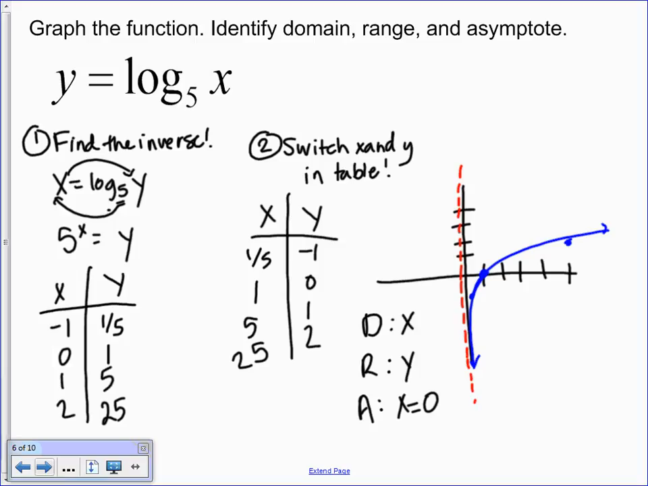So what was your domain in exponential functions previously? What do we always write? All real numbers for x, right? Well, that domain is now your range. So y will always equal all real numbers. That will always be the case for log function. The domain from exponential is now the range for log.